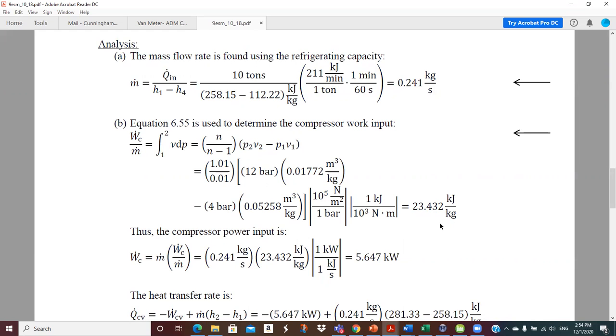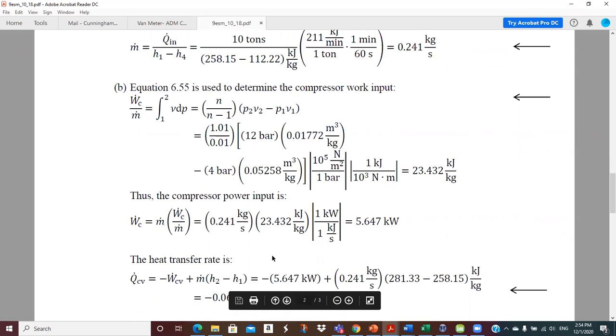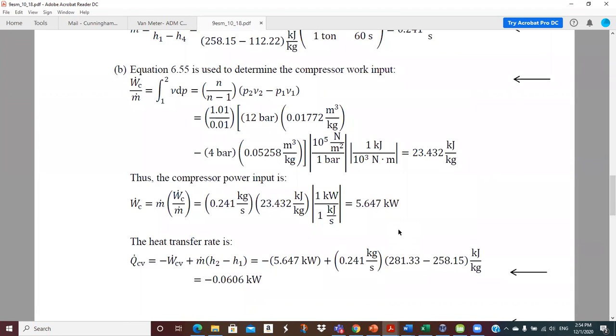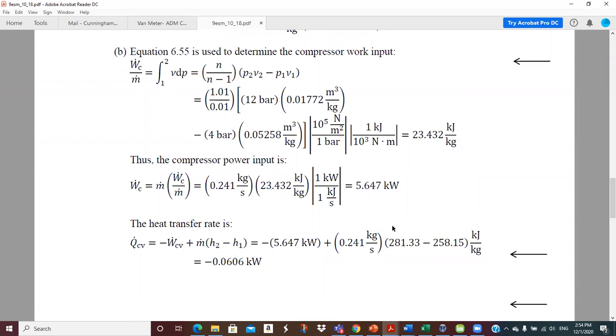23.432 kilojoules per kilogram. So for every kilogram through the compressor, that's the amount of work we have to do. And then if we want the total, we multiply it by the mass flow rate. So we've got 23.432 kilojoules per kilogram times 0.214 kilograms a second. That's going to be kilojoules per second, but that's the definition of a kW. And so we've got 5.647 kW of total work input. That's the rate of work going into the compressor.